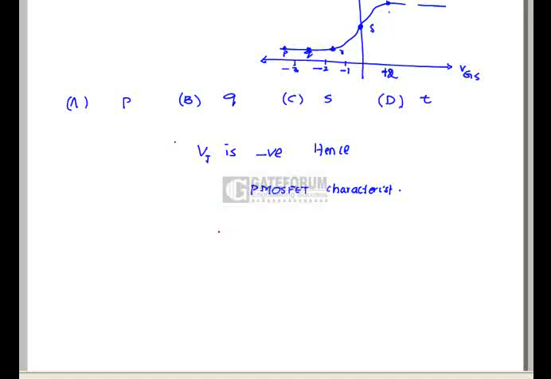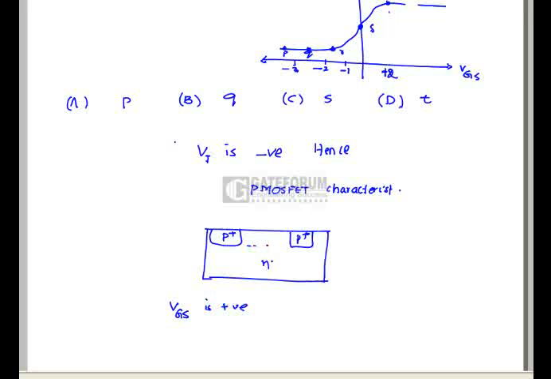For a P-channel MOSFET, if VGS is positive, electrons are going to come into the channel. Hence, that mode is accumulation mode. Here, point T belongs to accumulation mode, which is option D is correct.